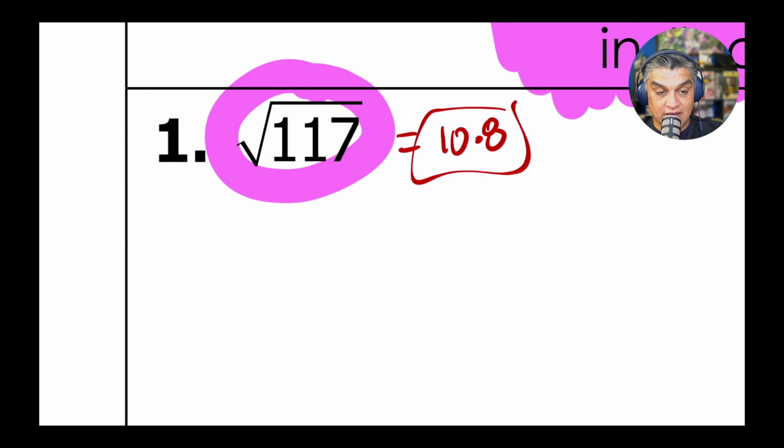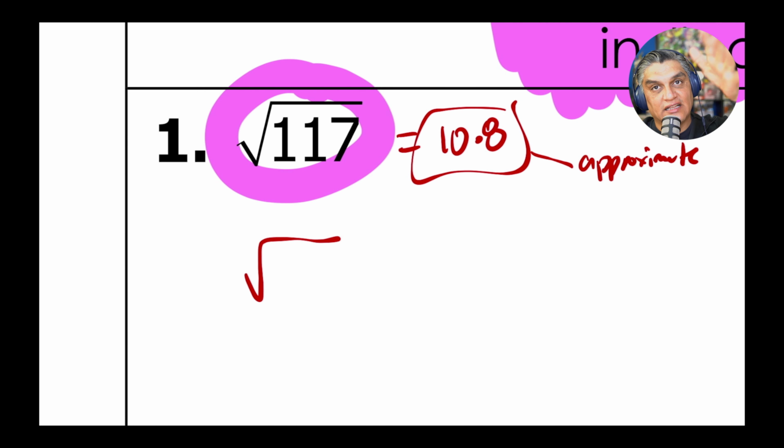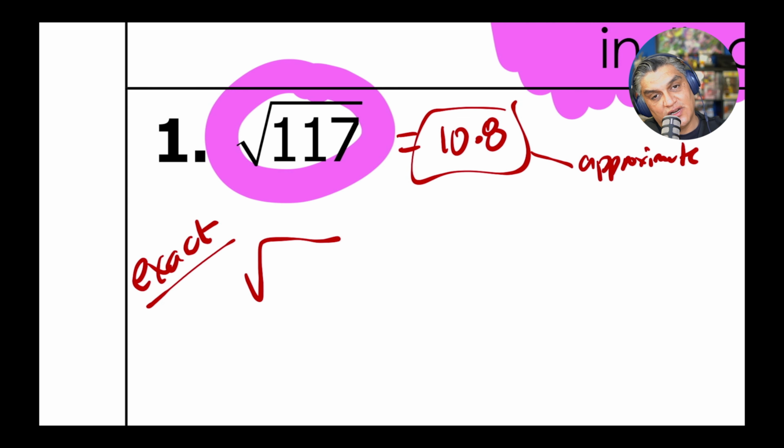But sometimes we want to keep the radical. This is an approximation. When we get it to decimal form and we round it, that's an approximate answer. If you're being asked to give an exact answer, that means you keep the radical. Okay, mister, so I'll just keep the square root of 117.